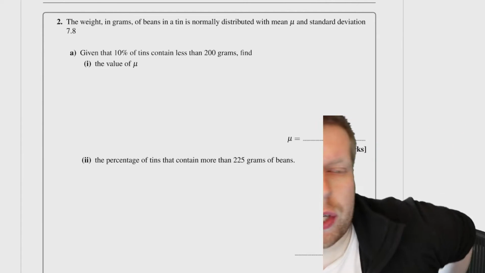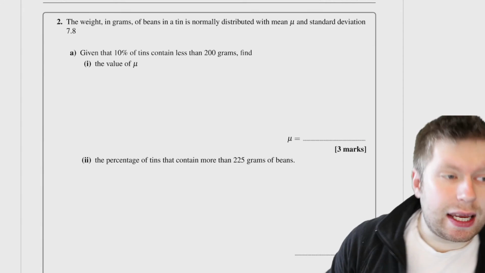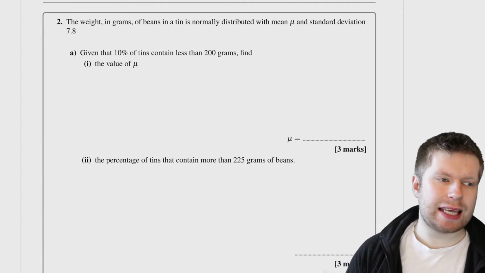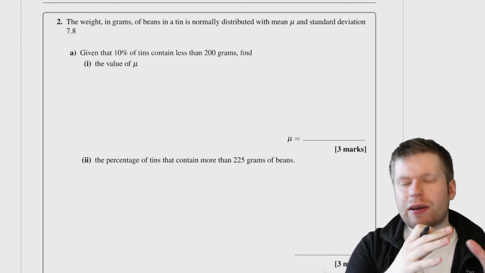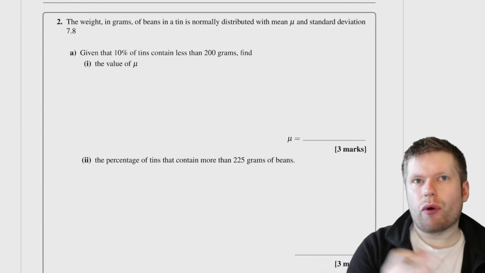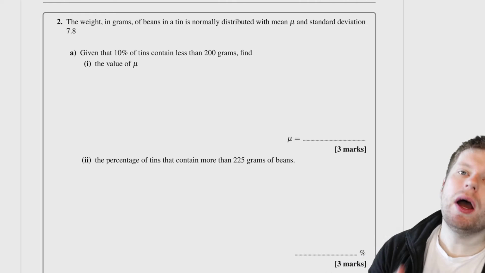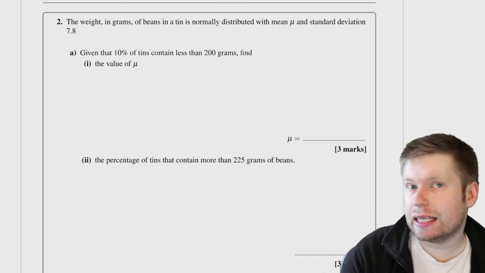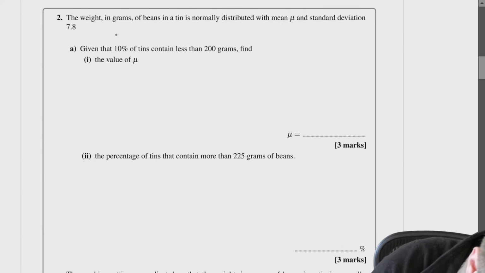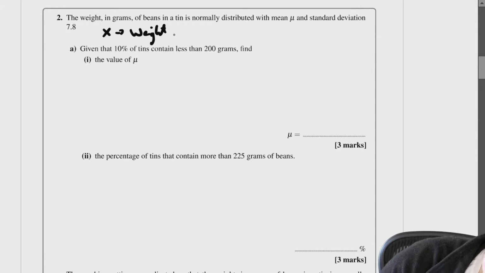Okay, so let's go through question 2 then. So the weight in grams of beans in a tin. Okay, so I'm going to start off by, instead of having to write down the weight in grams of beans in a tin every single time, just denoting that by the letter X. I can denote it by any letter realistically I like, but I'm just going to call it X, and I don't have to write it down every time. So X is the weight in grams of beans in a tin.